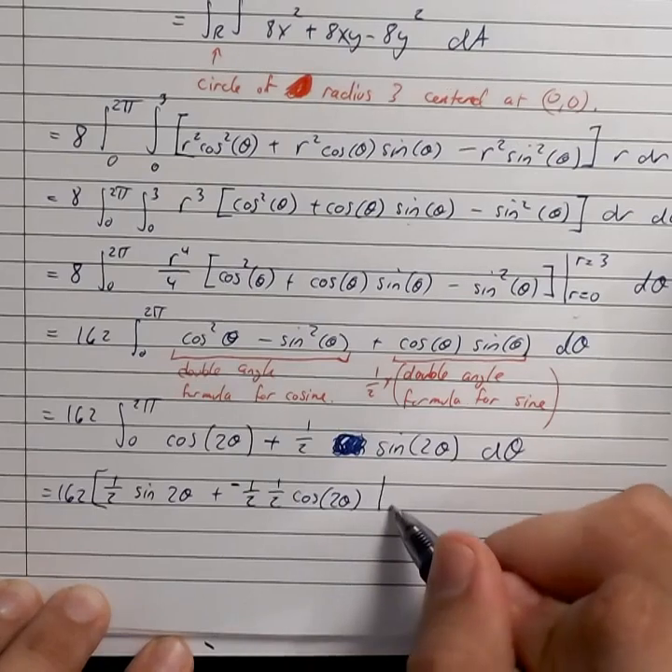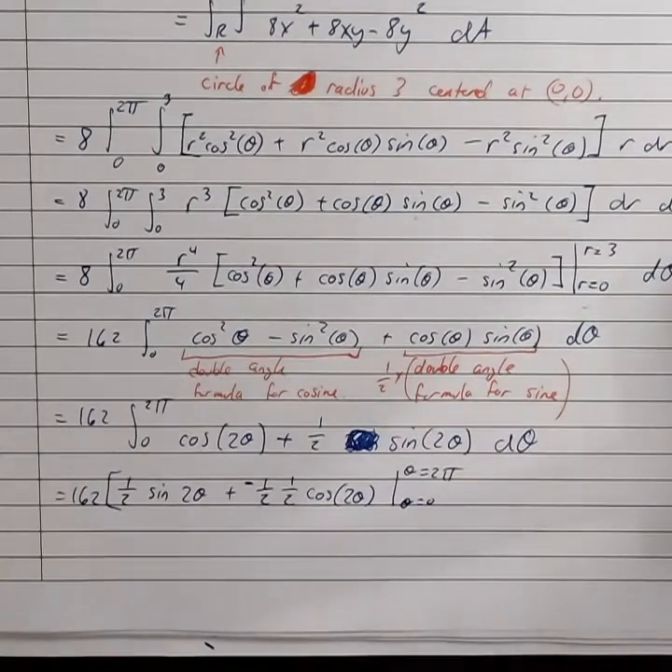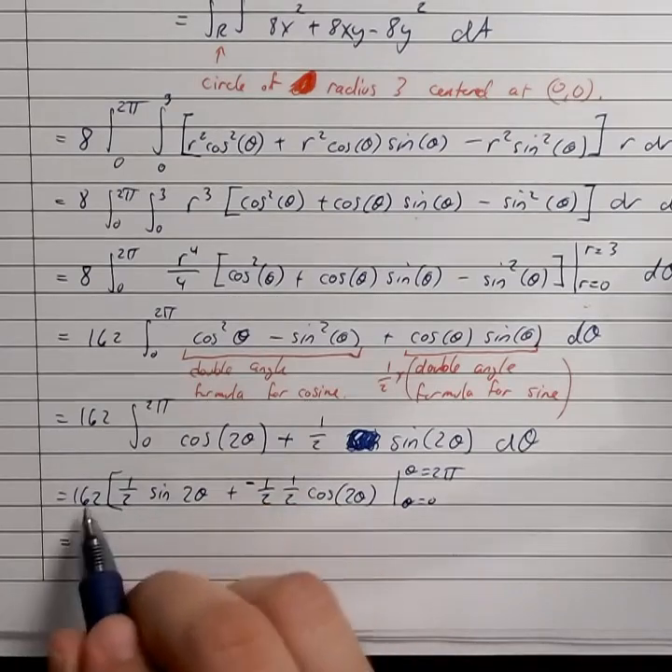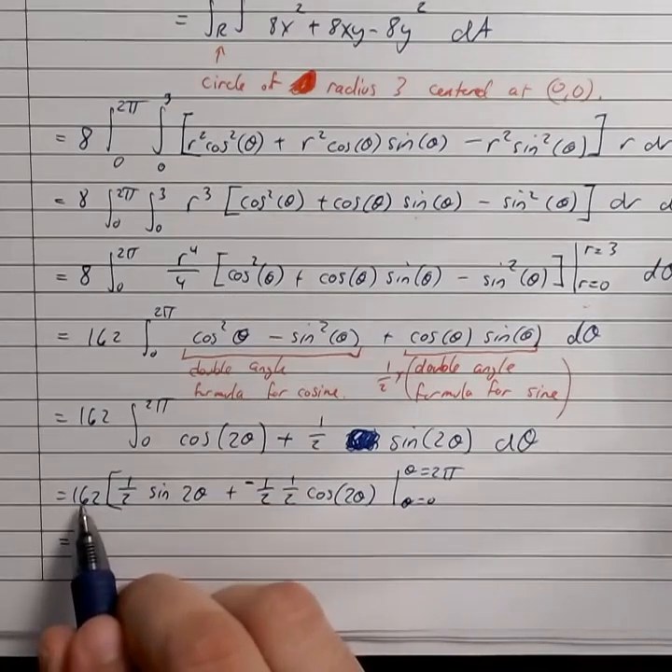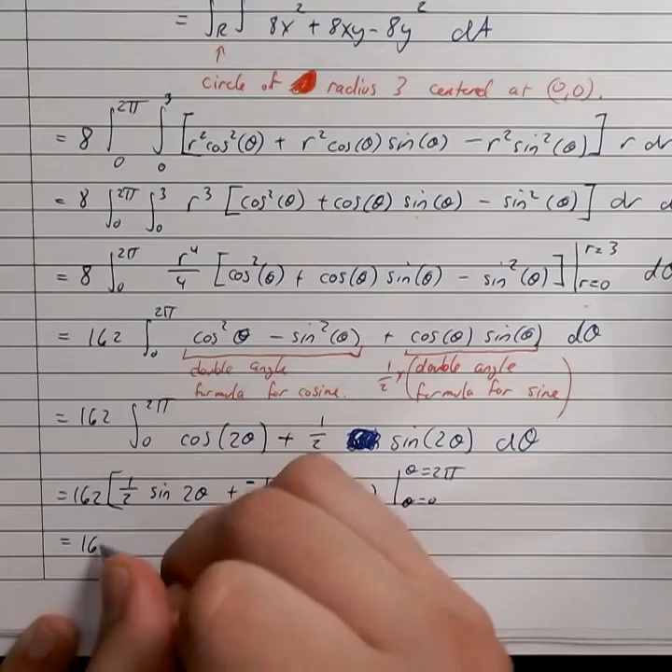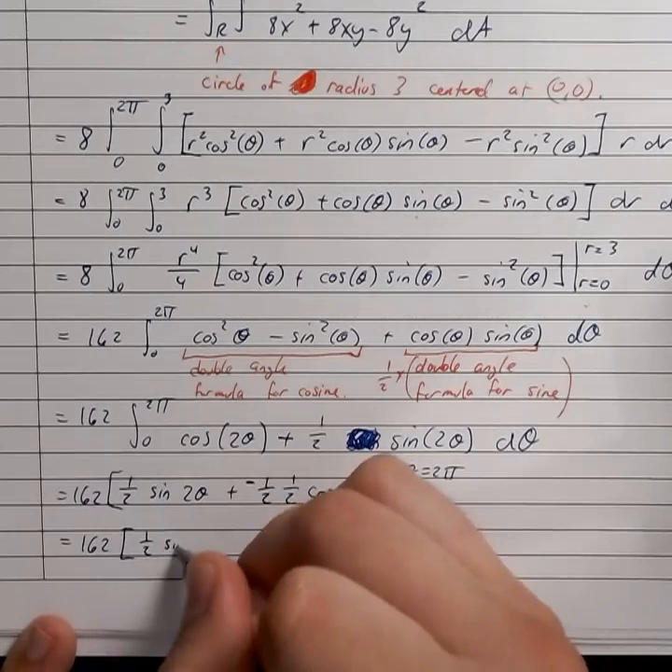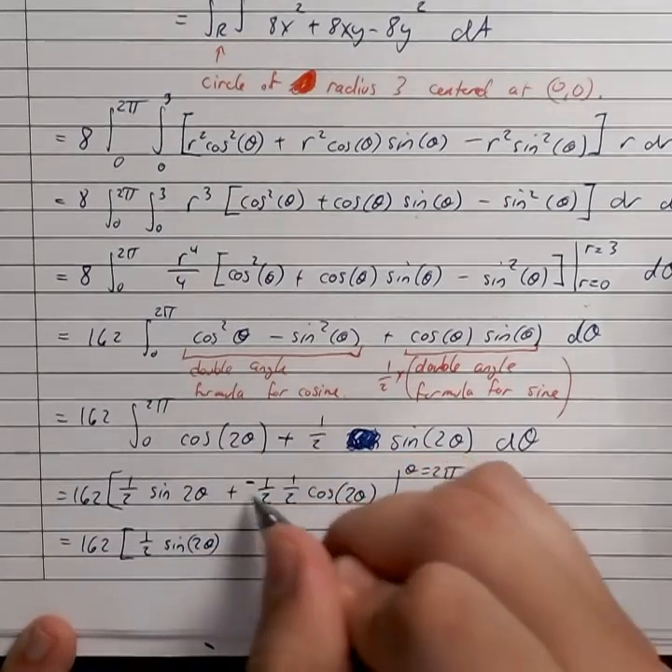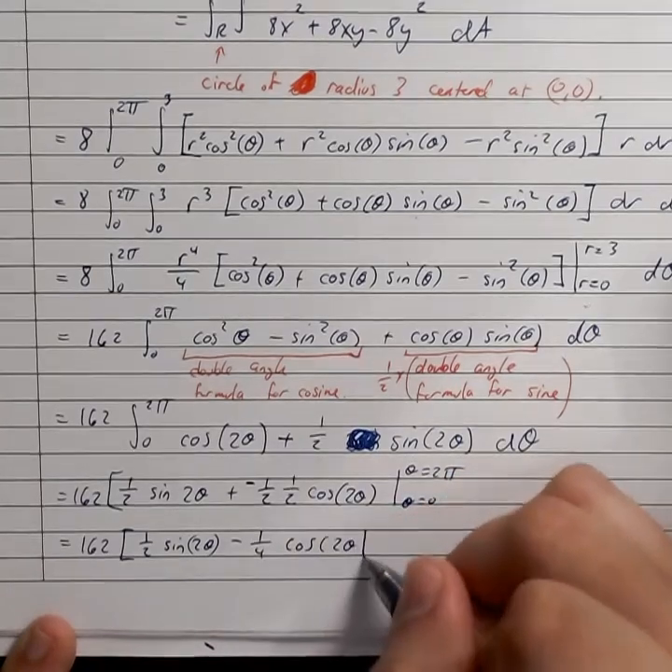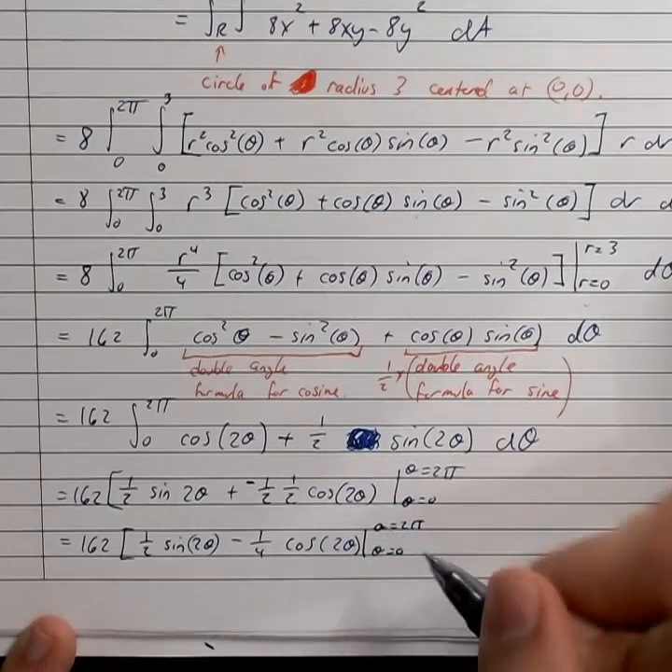And now that evaluates from theta equals 0 up to theta equals 2 pi. All right, so let's see. We can clean that up a bit. Let's see, that's going to be half of, let me distribute this number here. So 162, let me just go ahead and plug in the numbers right here, as it is. 162 times 1/2 the sine of 2 theta minus 1/4 the cosine of 2 theta. And here theta is going from 0 up to 2 pi. All right, so let's see what that's going to give us.